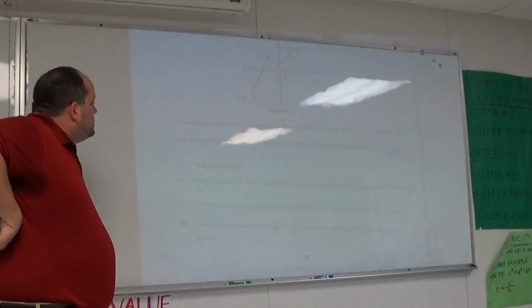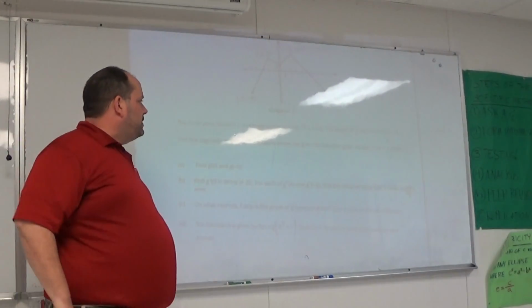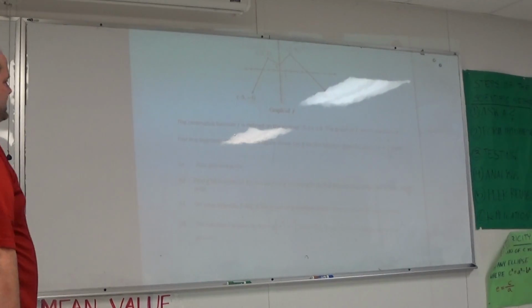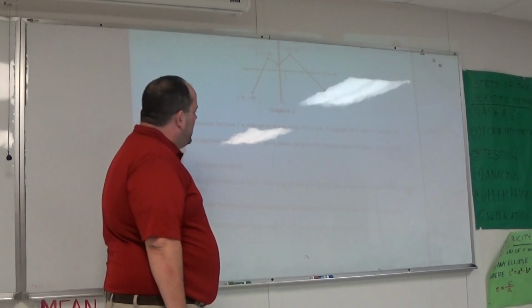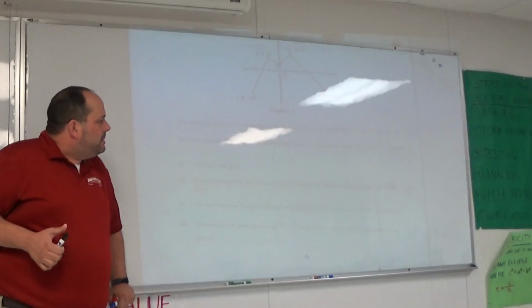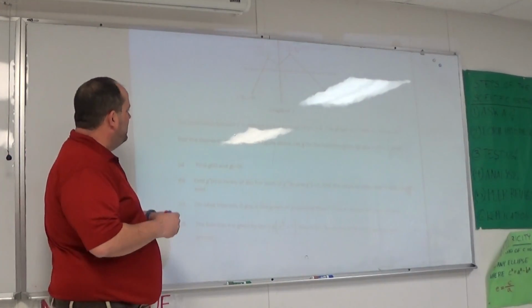So the continuous function f is defined on the interval -5 less than or equal to x less than or equal to 8. The graph of f, which consists of 4 line segments, is given in the figure above. Let g be the function given by g of x equals 2x plus the integral from -2 to x of f of t dt. Okie dokie.